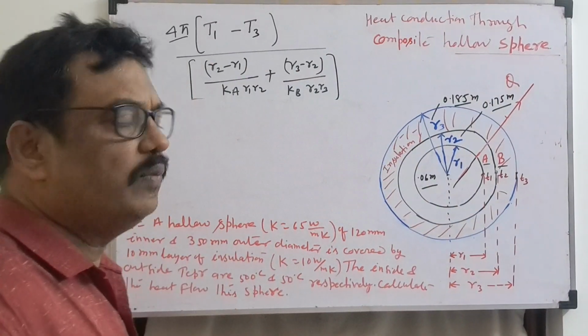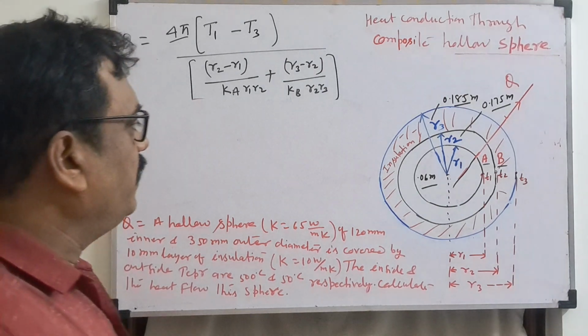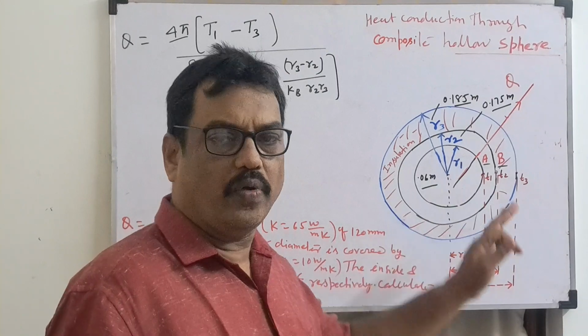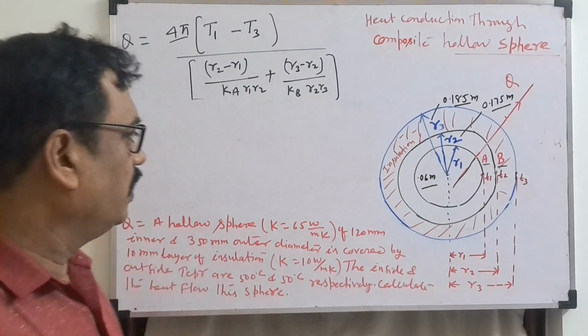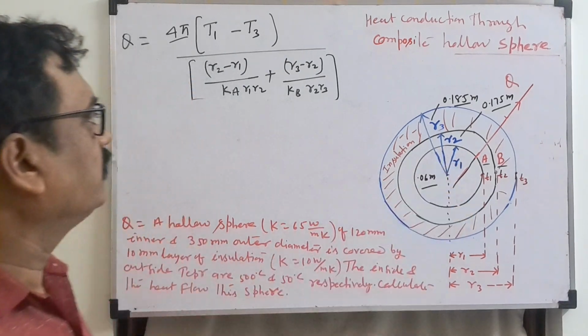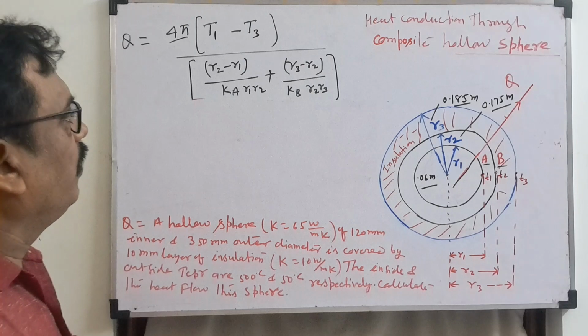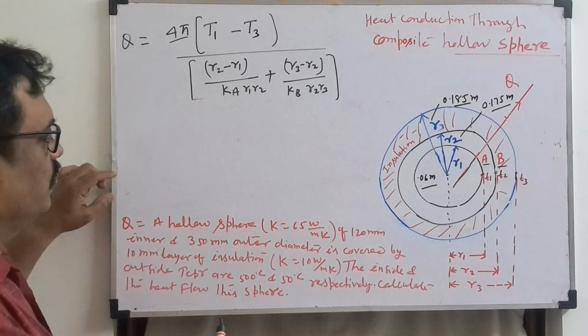Today I am going to solve heat conduction through composite hollow sphere problems. In the previous video, we already discussed the formulas for the hollow sphere and composite hollow sphere with conduction and convection. But this problem is only conduction through the composite hollow sphere. So what is the problem they have given? First we'll go through the problem.